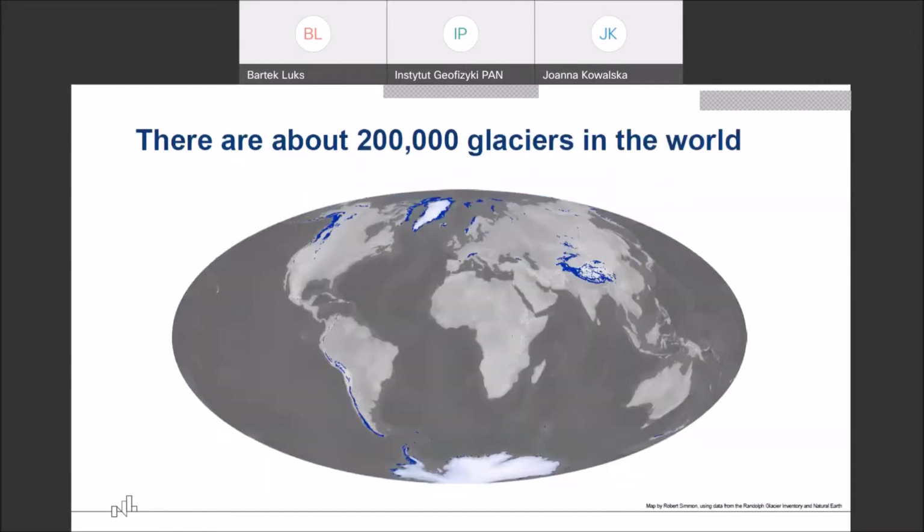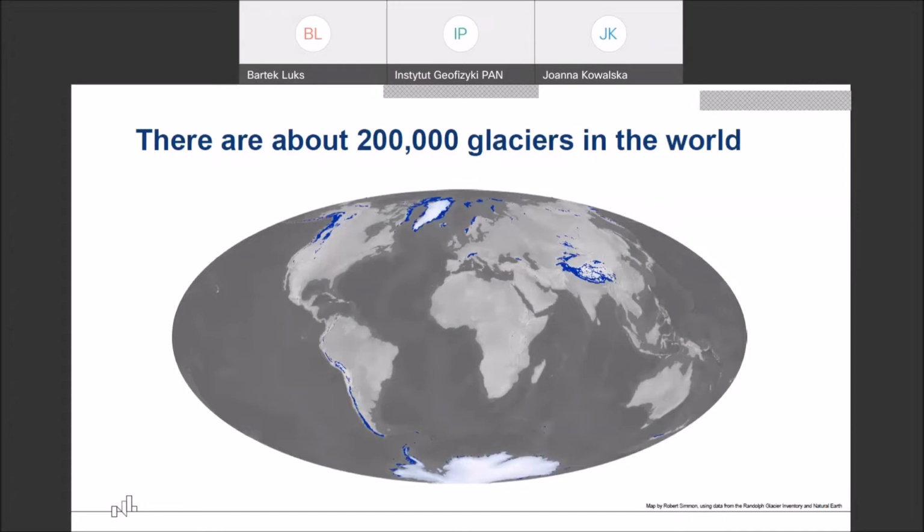There's about 200,000 glaciers in the world, which might be surprising for many people, as we think that glaciers are only in the Arctic, Antarctica, and in high mountains, but there's quite a lot of high mountains in the world. The only continent without glaciers is Australia. Even in Oceania, there's a bit of glaciers. The area with most of the glaciers is north, like the Arctic, but also Antarctica.